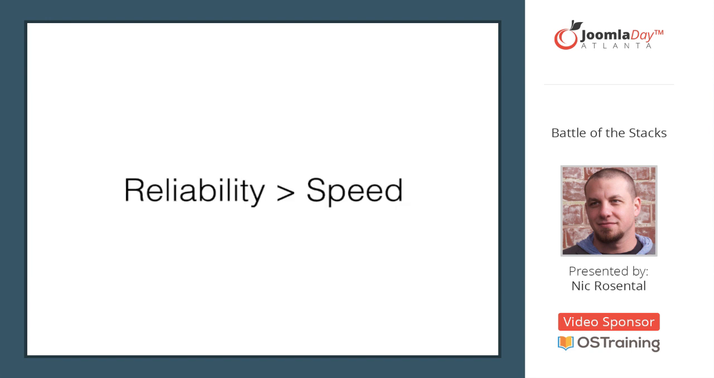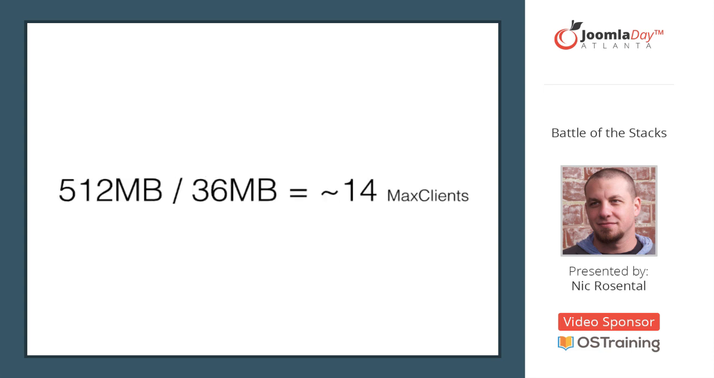So we said reliability is more important than speed. We talked about that before. I'd rather serve pages a little bit slower, but make sure I'm serving them, and not just crashing. So we need to set some limits. How do we do that? We said we want to use about 512 megabytes. We know our average process is about 36 megabytes. That gives us just about 14 max clients.